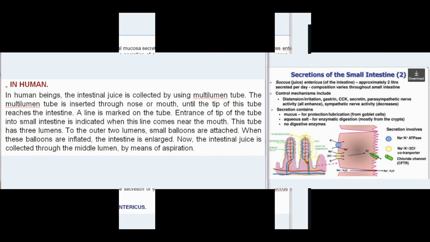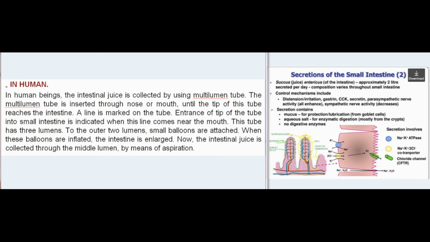Methods of collection of Succus entericus. In human beings, the intestinal juice is collected by using multi-lumen tube. The multi-lumen tube is inserted through nose or mouth, until the tip of this tube reaches the intestine. A line is marked on the tube. Entrance of tip of the tube into small intestine is indicated when this line comes near the mouth.